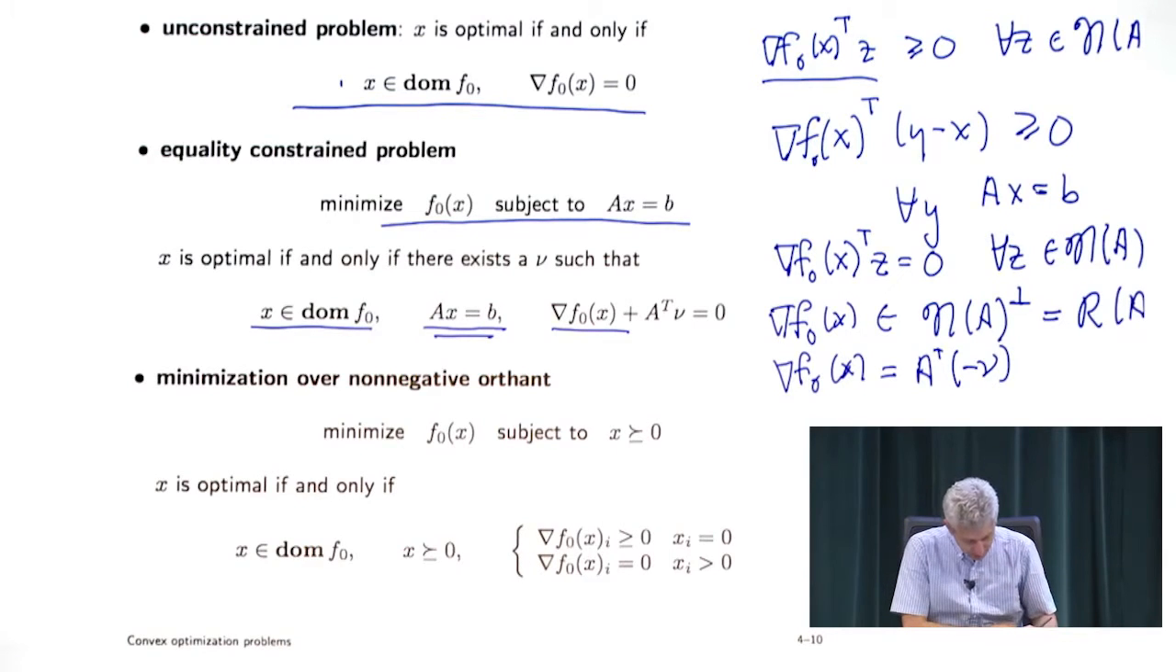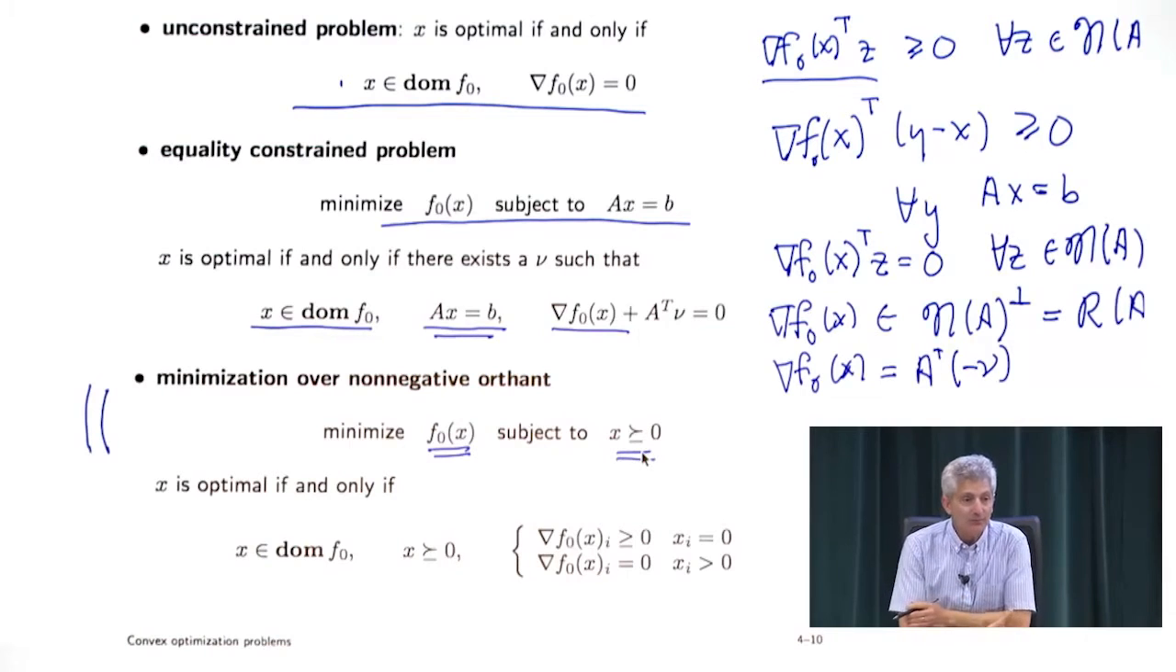Okay, here's one a little bit more involved. I won't go through the derivation, but it's minimization over the non-negative orthant. So you want to minimize f0 of x subject to x bigger than or equal to 0. And if you work out the conditions, it's quite simple. X has to be bigger than or equal to 0, but that's feasibility. And the following: whenever xi is 0, the partial derivative of f0 with respect to xi has to be bigger than or equal to 0.